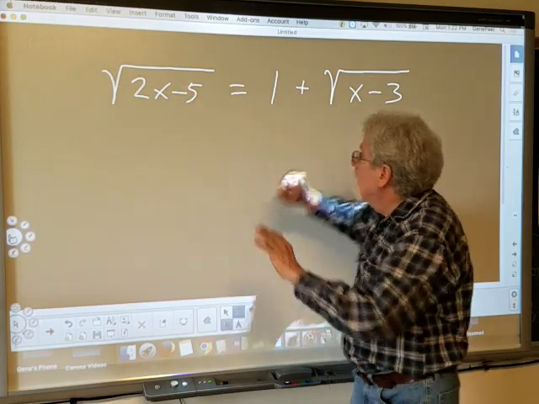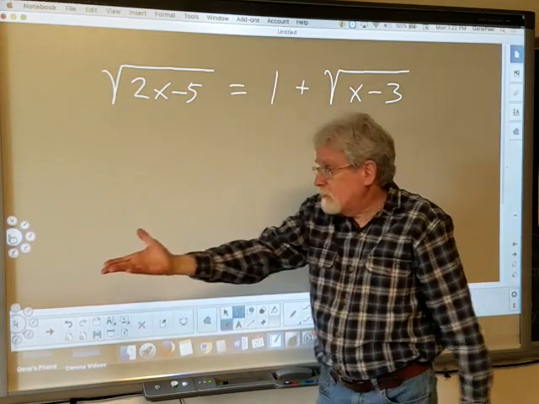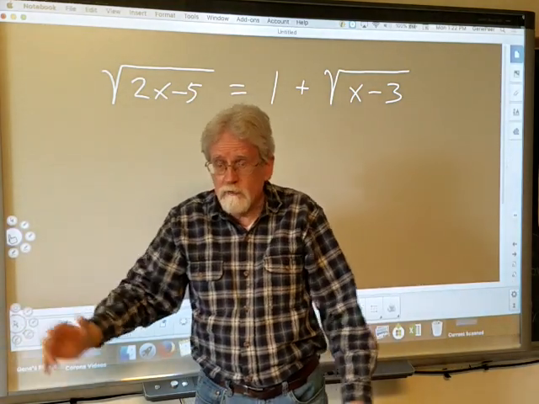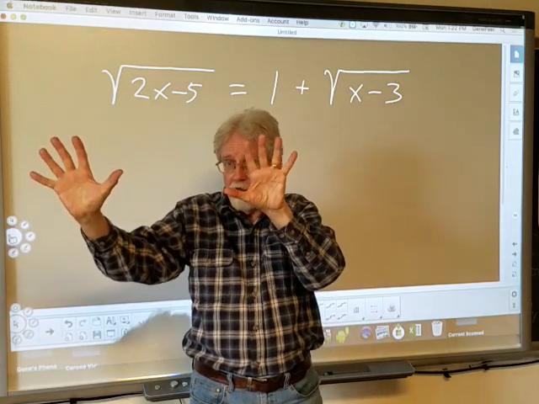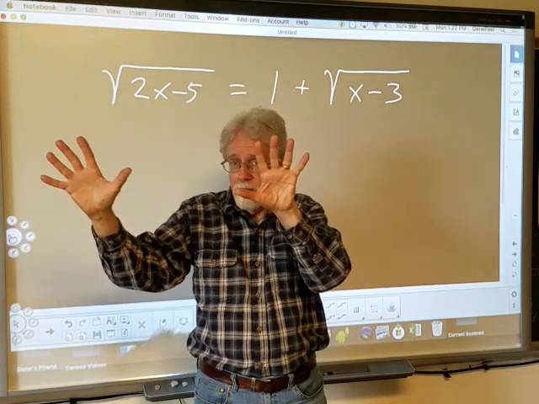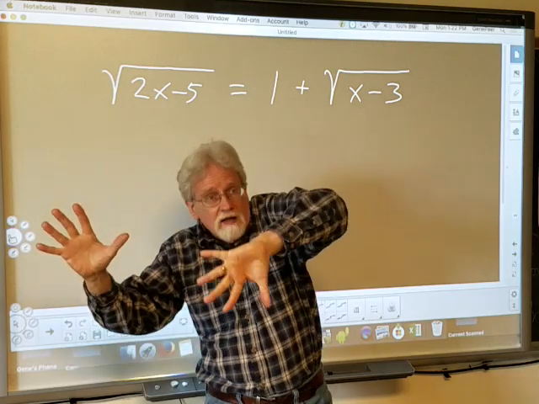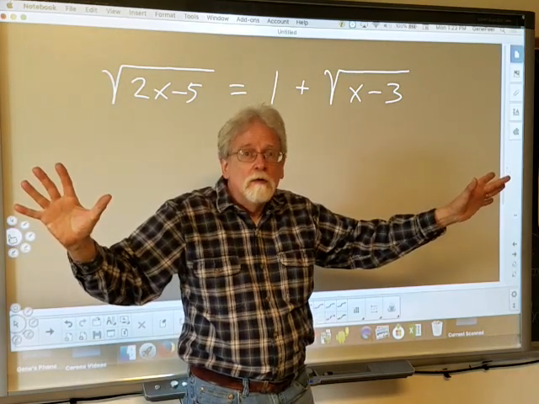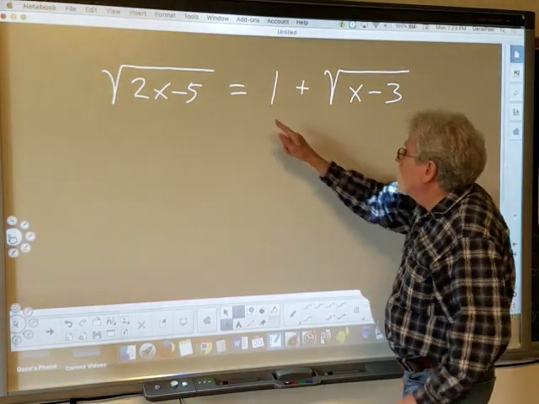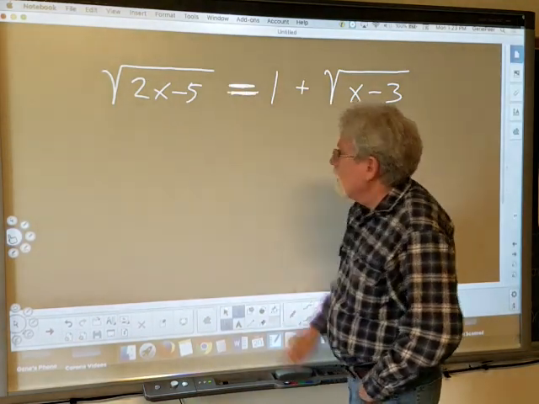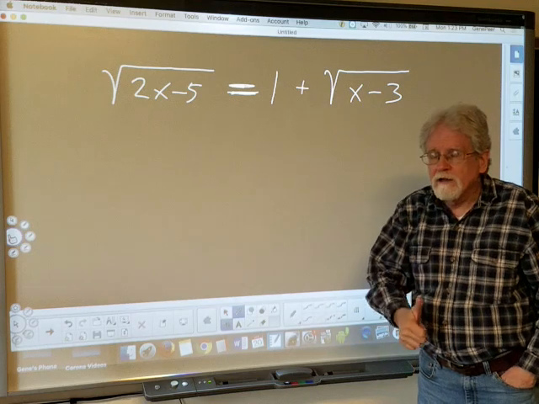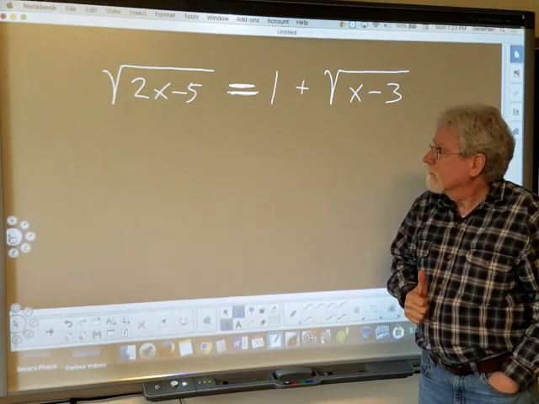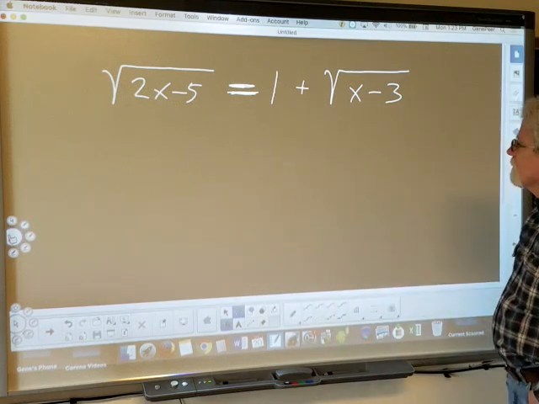We leave them on opposite sides. If you're given an equation where you've got two radicals on the same side, with a plus or a minus in between, you need to get them separated fast, or they will kill you. Keep them on opposite sides of the equation. Now they're weak. We are safe. So what in the world do we do then?